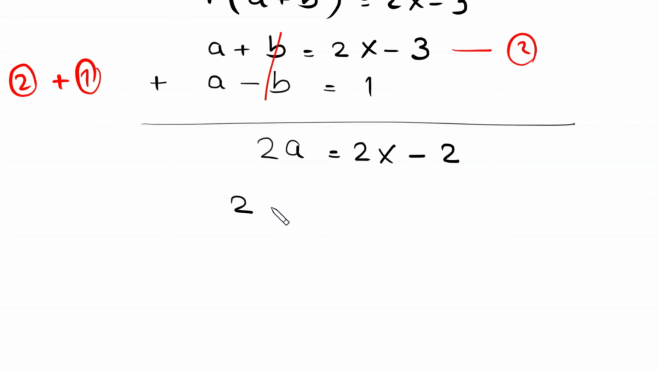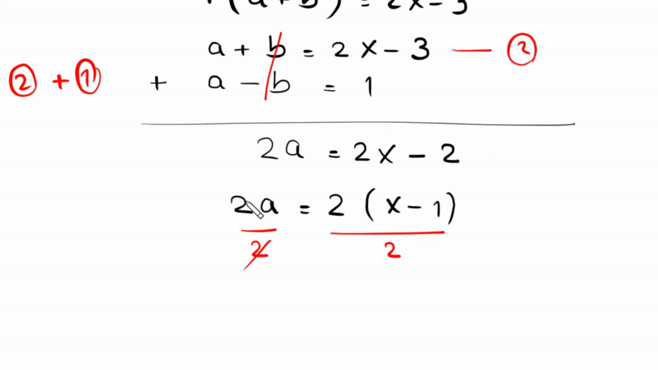Next, 2 times a equal to, from these two terms we can factor out 2, in bracket left x minus 1, and we divide both sides by 2. This 2 and this 2 cancel out, and this 2 cancels out with this 2. We get the value of a equal to x minus 1.